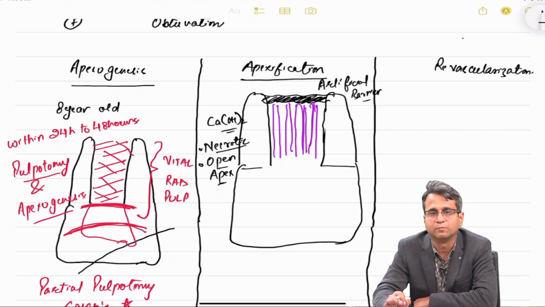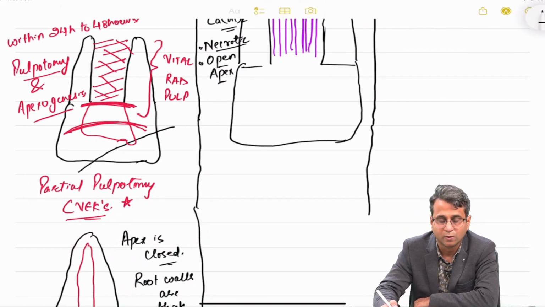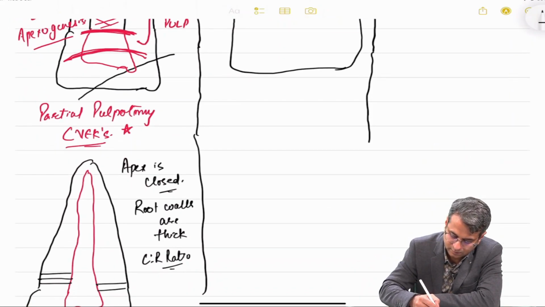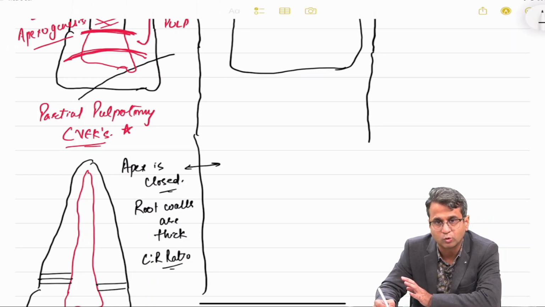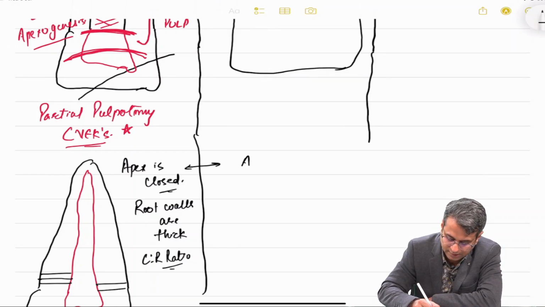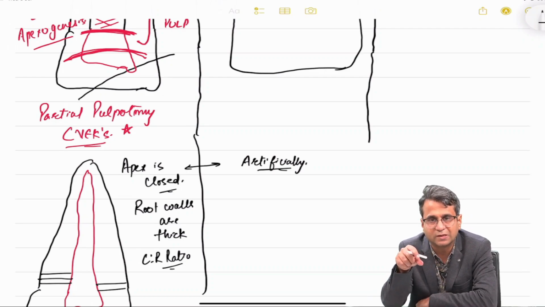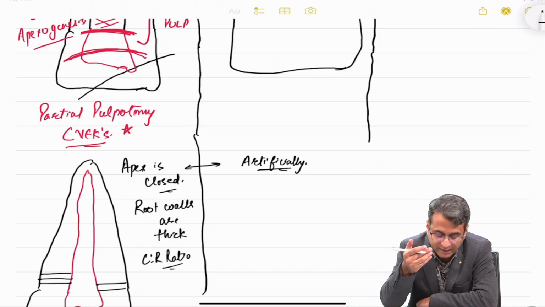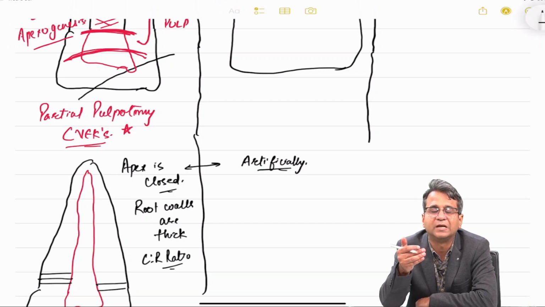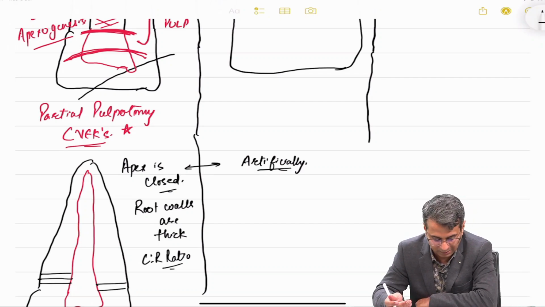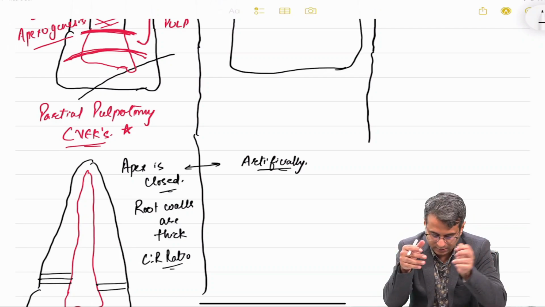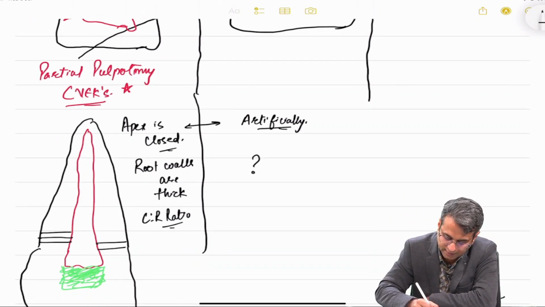But look at the problem in apexification. The problem is, see, apex was closed naturally in apexogenesis. Over here apex is closed artificially, means you have tried to close the apex. So there is a barrier which has formed, but you have tried to create it. Now that barrier, the majority of the time, is not a complete barrier. So the natural closure of the apex is not there. Now root wall thickening is absent over here.